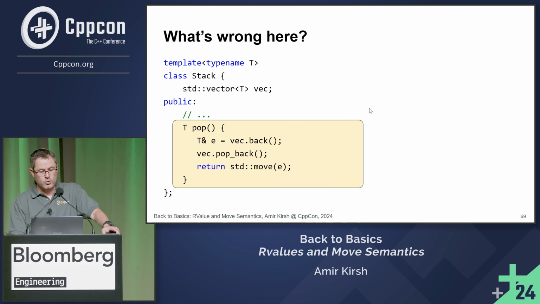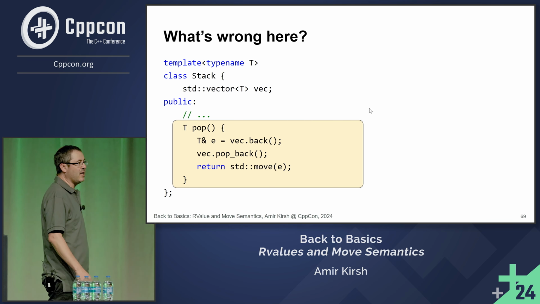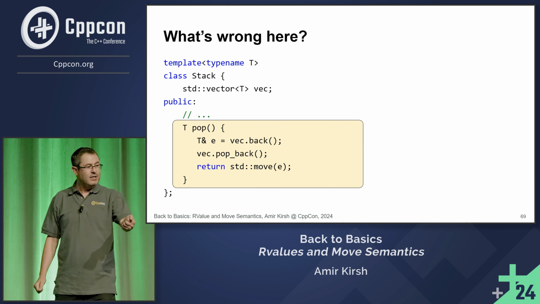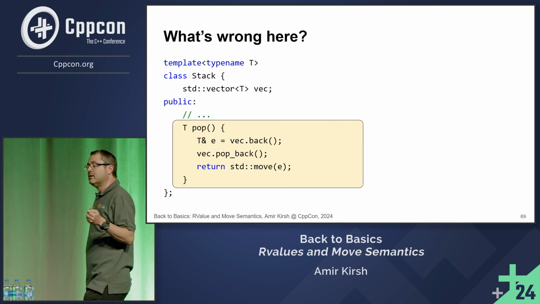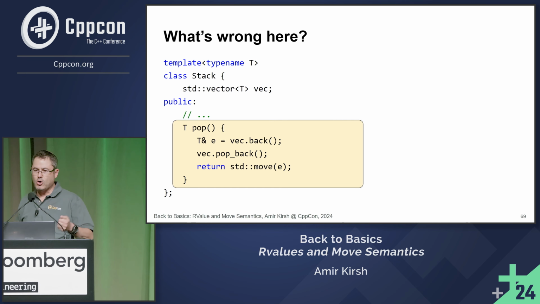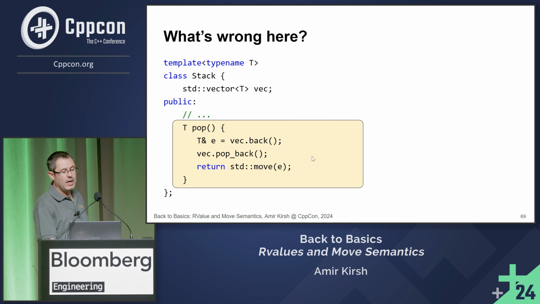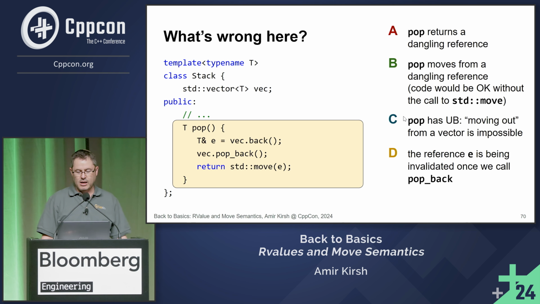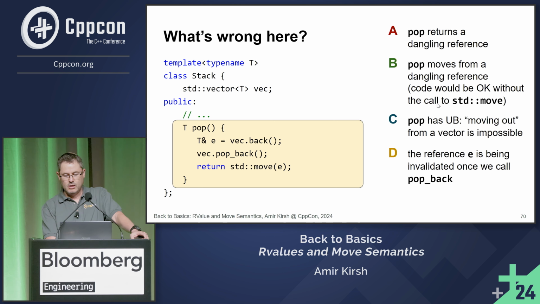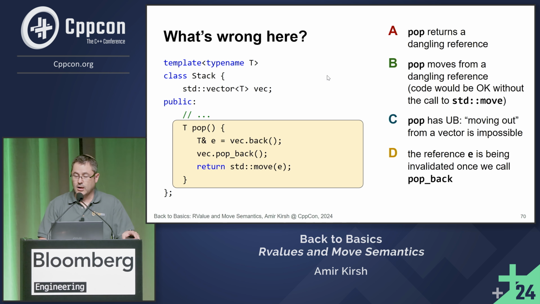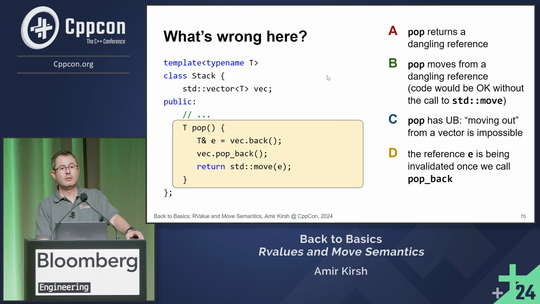Okay, another one. What's wrong here? I'm trying to pop from the stack. So I call pop_back. I take first the reference. Now, back doesn't remove the item from the vector. So I call back, I take the reference, then I call pop_back, then I std::move. And the answers are: pop returns a dangling reference, or pop moves from a dangling reference, or pop has undefined behavior, or the reference is invalidated once we call pop_back. I mean, this is not good. We can rewrite it. We'll do it in a minute.